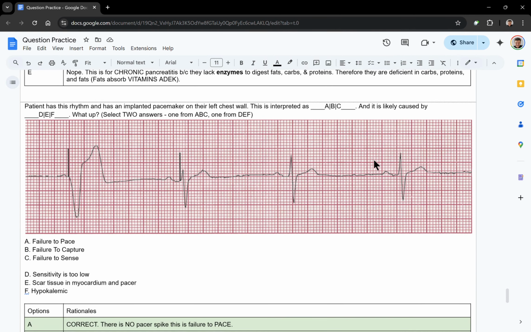All right, that's pacer stuff, right? Is that what you want in pacers, or you just want another EKG practice? That's fine. That makes sense to me, yeah.